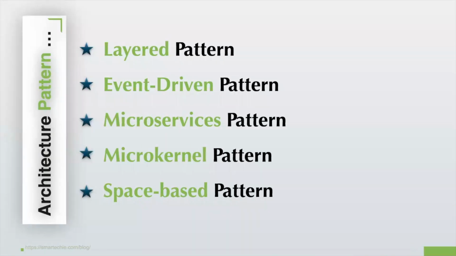If you talk about the different architecture patterns, in a nutshell, these are the architecture patterns we can think of in the hyperscale world. The first one is the layered pattern. The second one is the event-driven pattern. The third one is the microservice pattern. Then the microkernel pattern, and the space-based architecture pattern. So these are the five types of architecture patterns we can talk about.